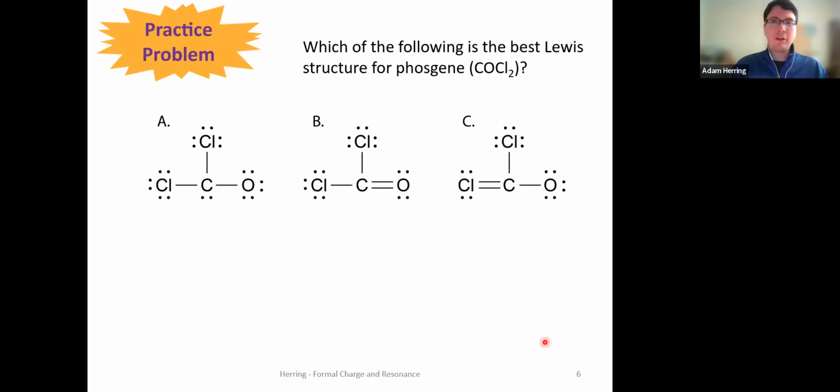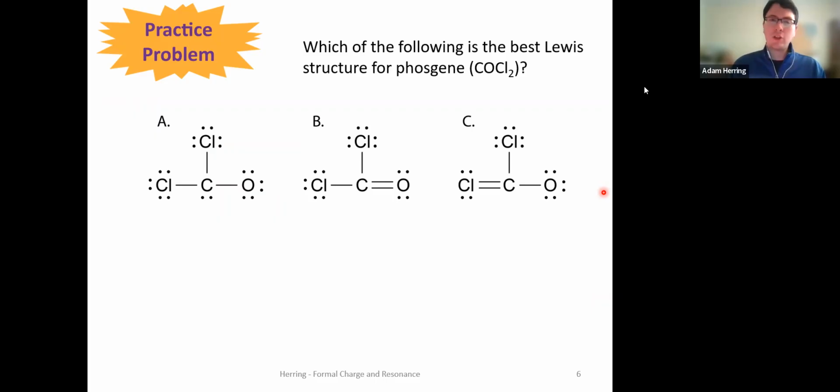So let's take a look here at an example. This is phosgene. Phosgene was a chemical compound used in early wars, and it was very toxic. So the question here is, which of these Lewis structures is best? How do we evaluate this?